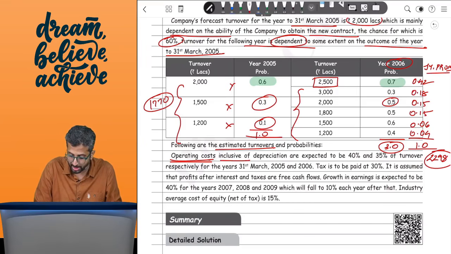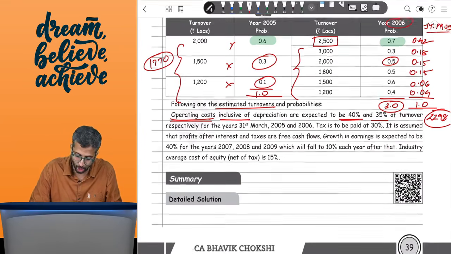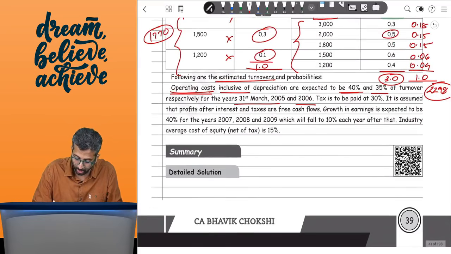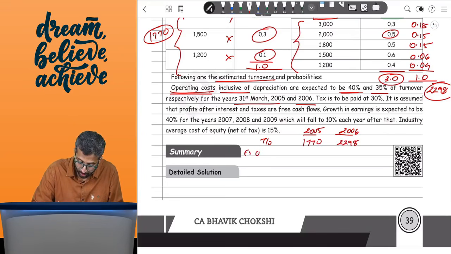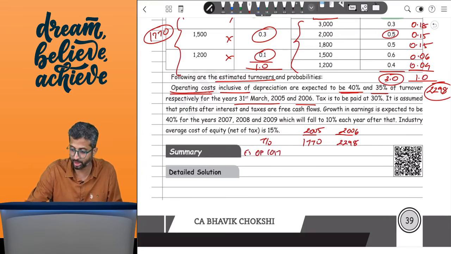Operating costs inclusive of depreciation are expected to be 40% and 35% of the turnover respectively for the years 2005 and 2006. So we will work a little hard and somehow try to find the turnover for the year 2005, I think, which is 1770, again weighted average, and 2298, which is again average after applying joint probabilities, from which you will subtract operating cost. Let us say inclusive of depreciation, it is 40%, 1770 into 40% comes to 708, and 2298 into, let's say, 35% comes to 804.3, let us say.